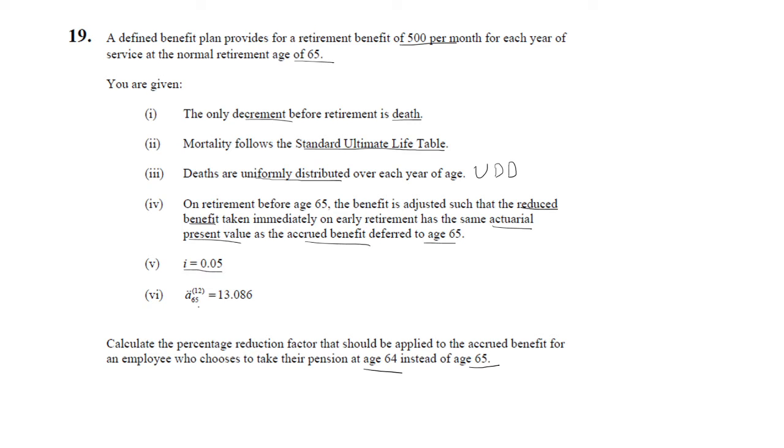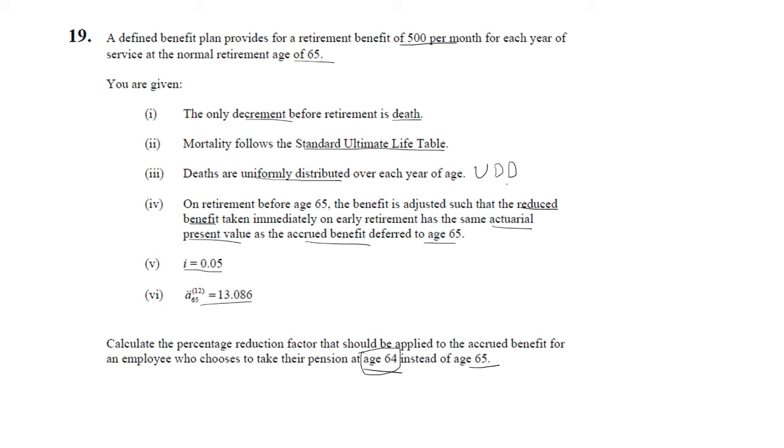So we're given 5% interest, and the annuity due is 13.086. The first thing we're going to do is look at early retirement. So we're going to say age 64 retirement, given by this over here.